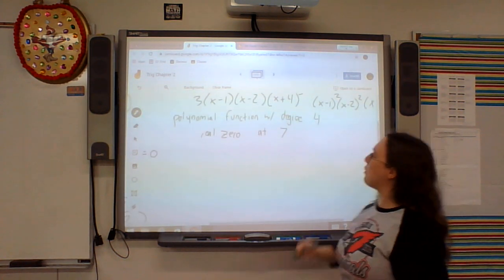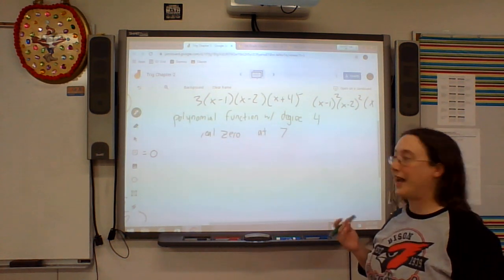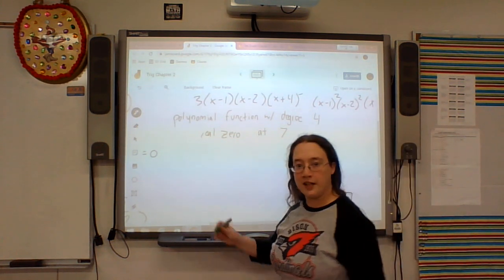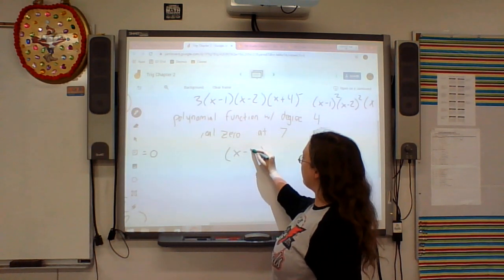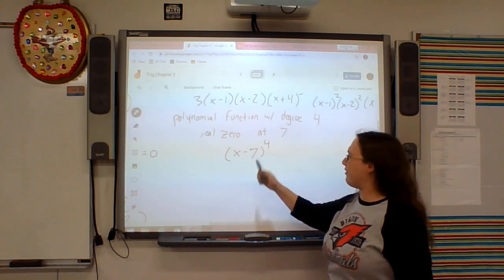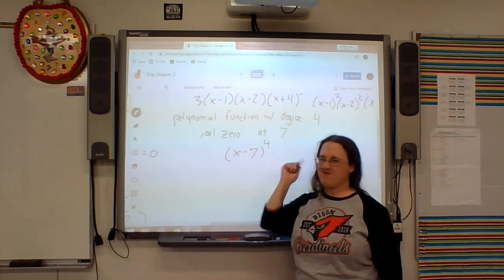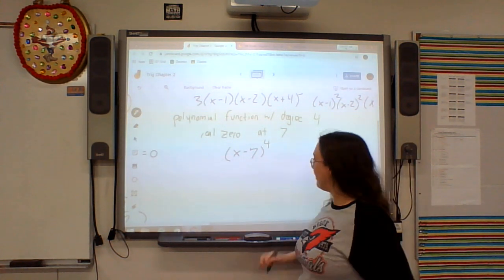Okay, let's do one more of this. So if I want a polynomial function with a degree of 4, but I only have a real 0 at 7, that means my only factor going on is going to be x minus 7. And then I just want that 4 times. And instead of writing that out 4 times, I'm just going to do that. I mean, you could write it out 4 times, but there's really not any good reason to. All right.